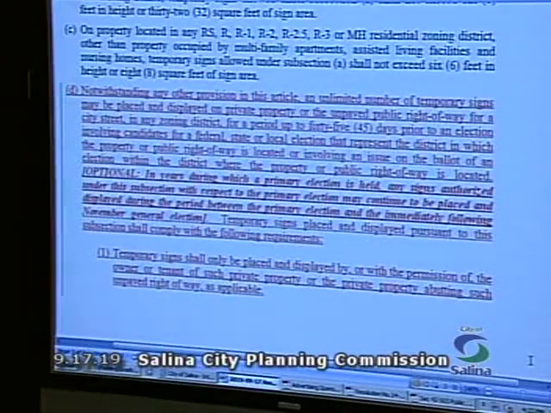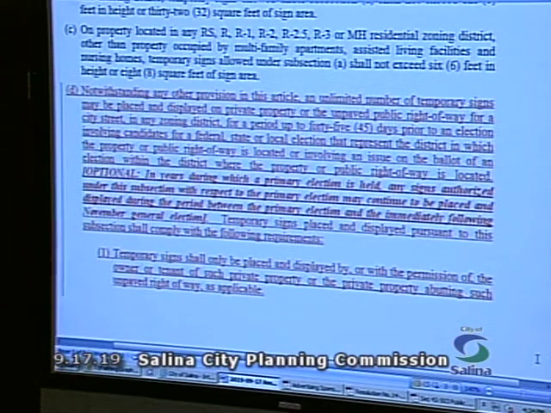So what Mr. Martin has done is provide some optional language that you do not have in your packet, but you can see it identified as optional there. In the years during which a primary election is held, any sign authorized under this subsection with respect to a primary election may continue to be placed and displayed during the period between the primary election and the immediately following November general election. In other words, I guess they would have the scenario, you've got signs out in the right-of-way in front of your property. August election occurs.